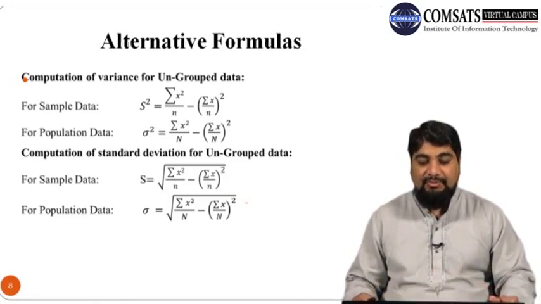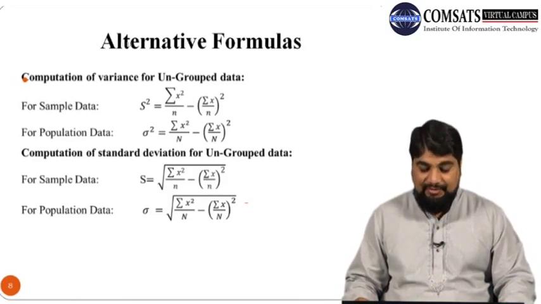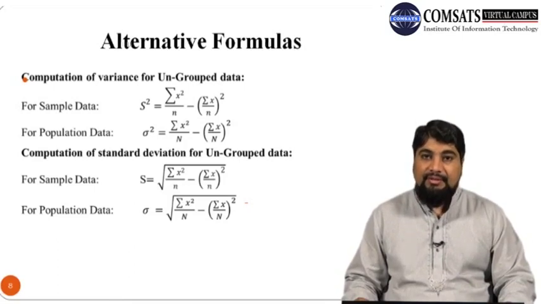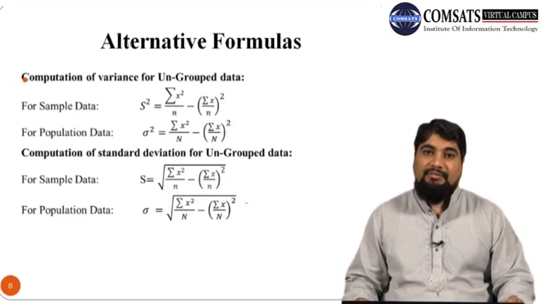Note that these formulas have been derived from the original formula of the variance. So I am going to do some simple mathematics to get this alternative formula from the original formula of the variance, and then we will take the positive square root of the variance to get the standard deviation.